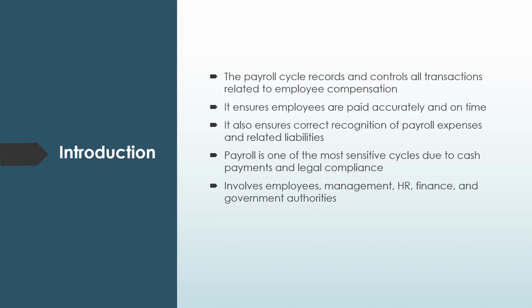Now let's start by understanding what the payroll cycle actually does. The payroll cycle records and controls all transactions related to employee compensation. This means everything from calculating salaries to recording them in the accounting system. One of the main objectives of the payroll cycle is to ensure that employees are paid accurately and on time. Even a small mistake in payroll can affect employee morale and trust in the organization.